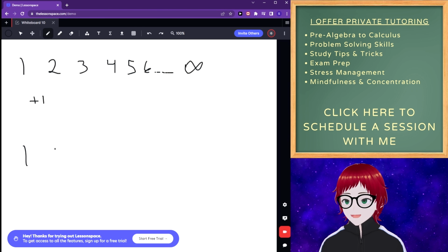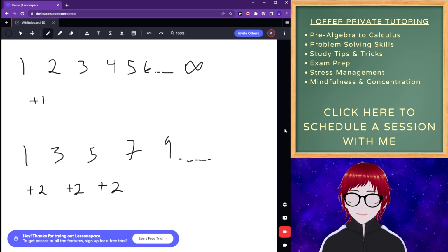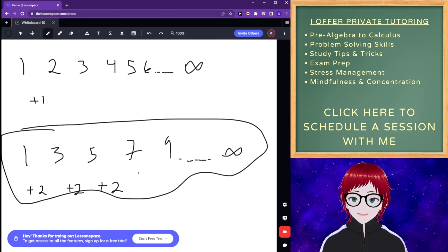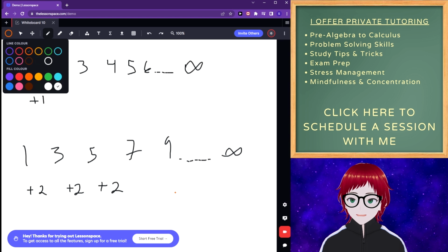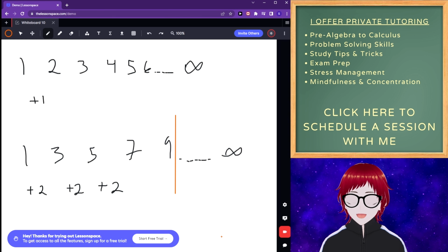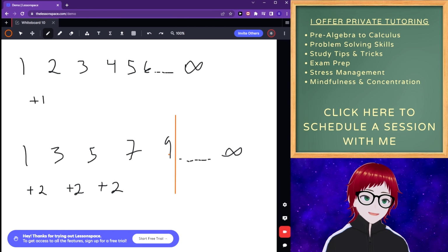Another infinite sequence could be 1, 3, 5, 7, 9, right? Here the rule would be you add plus 2 to each one of these, and then you get the next number in the sequence. And then this could continue on for infinitely many terms, and we could call this another example of an infinite sequence. Now, if we truncated this sequence here at 9, we would have 5 terms in this sequence, and we could say that this is a finite sequence.